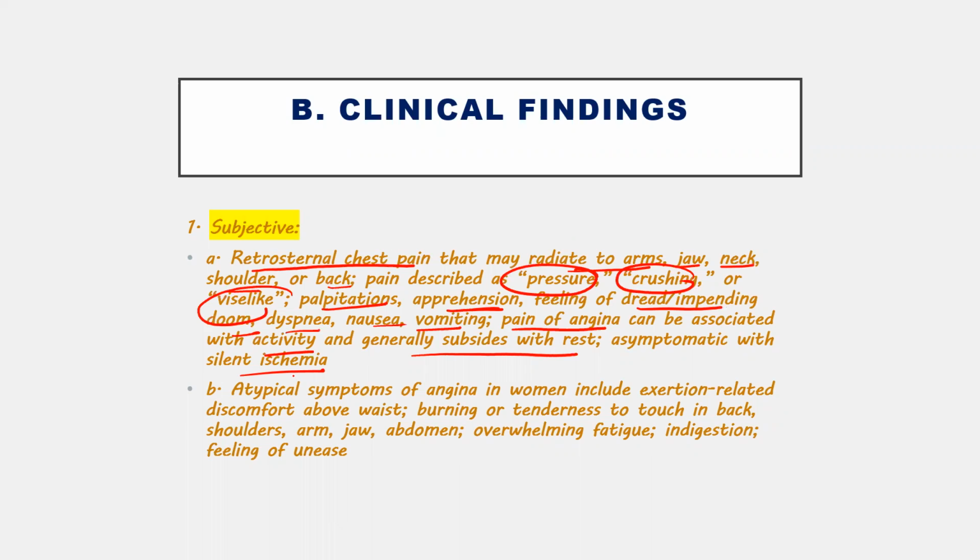The patient will have palpitations, will be very anxious, and will feel an impending doom. There will be dyspnea, nausea, vomiting. All these things can be seen in the patient. But if there is silent ischemia, the patient will be asymptomatic.